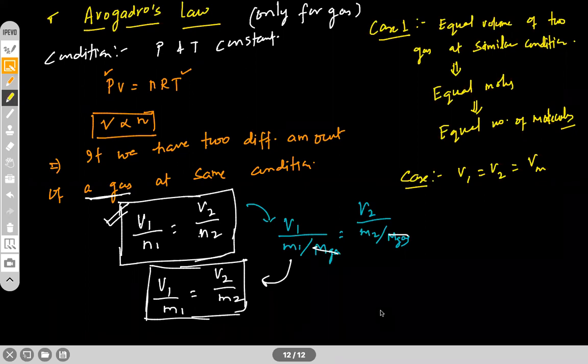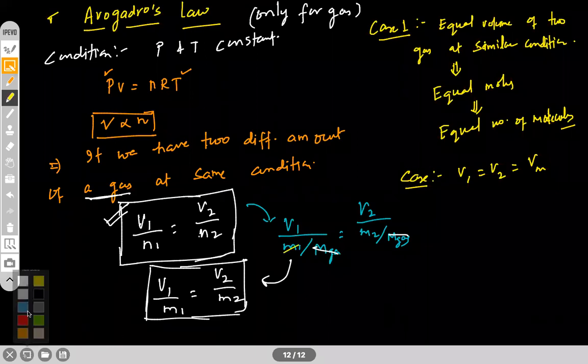Clear, no? ठीक. Now you see one question based on this concept. I want you to write down the question, all of you. From 44.8 liter of NH3 gas, I'll just write down the data here. You write down the statement.